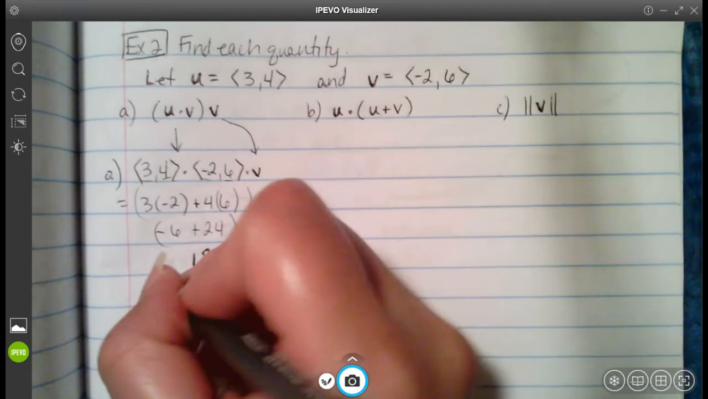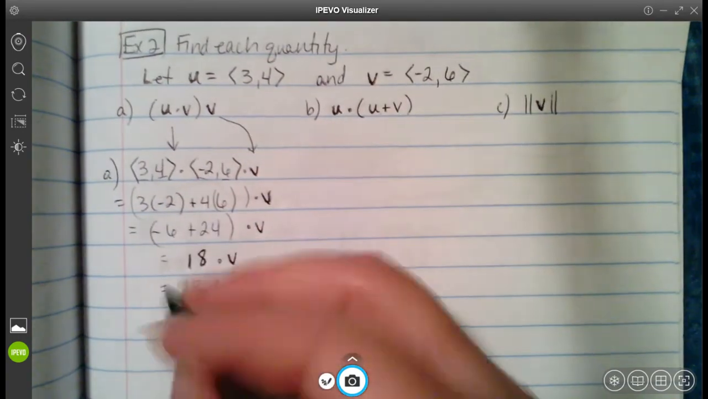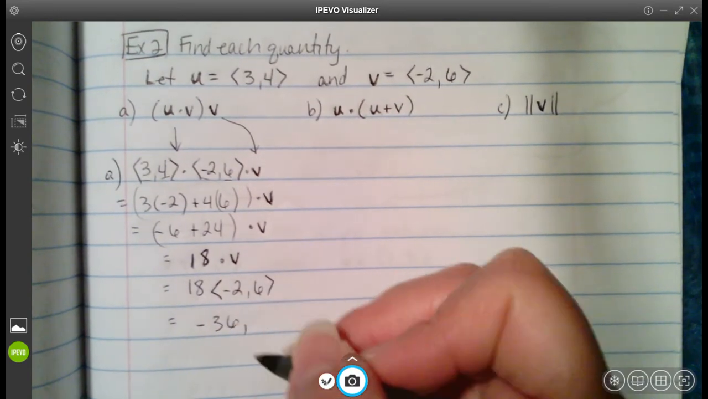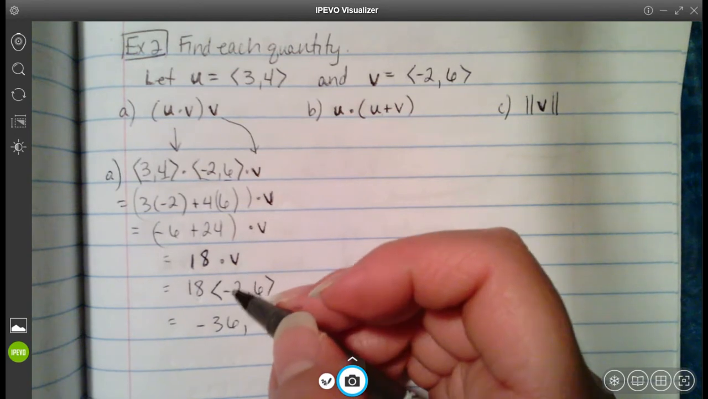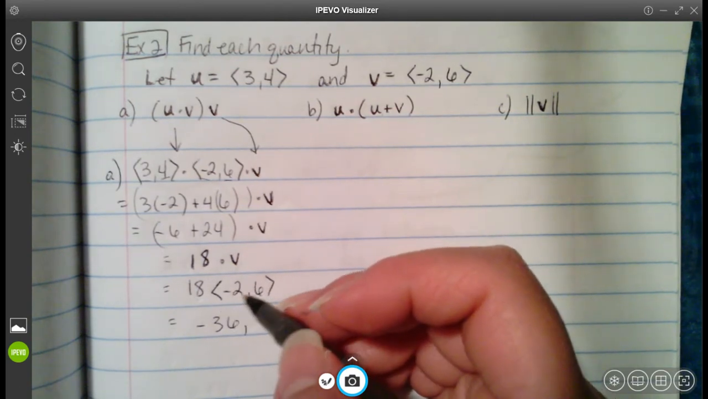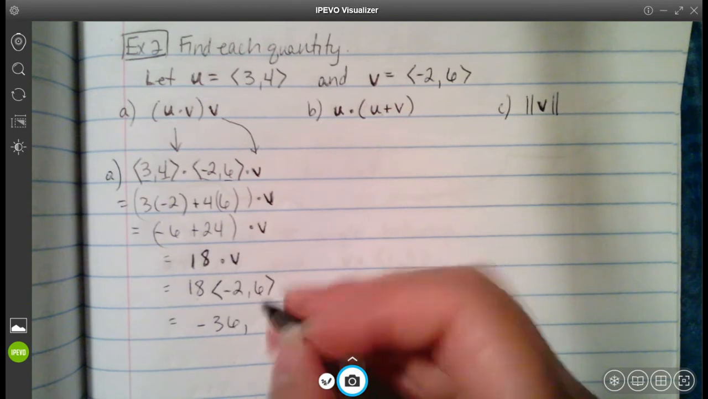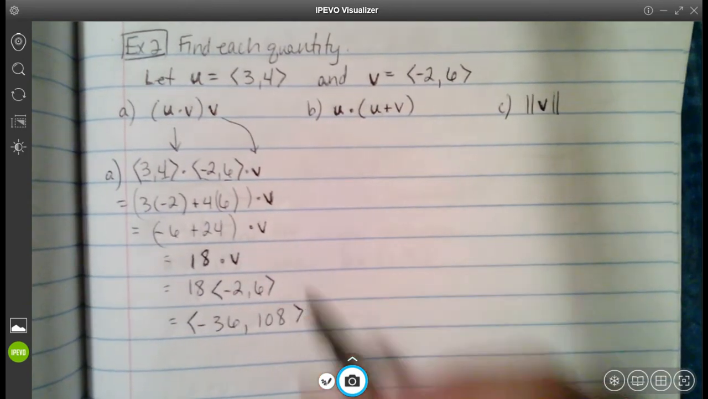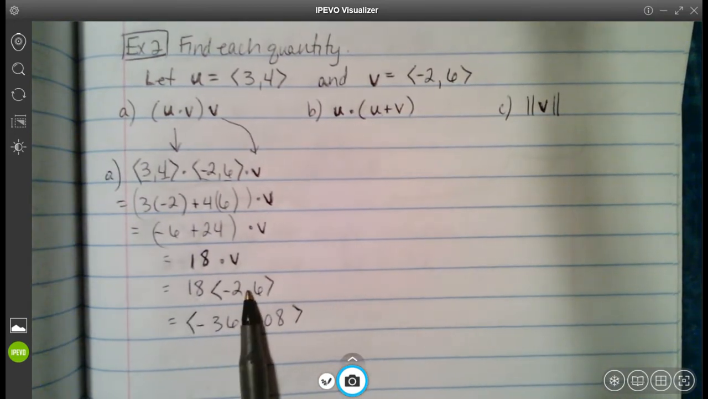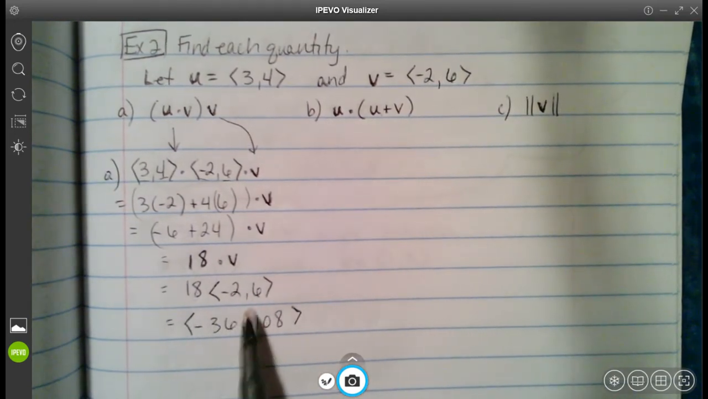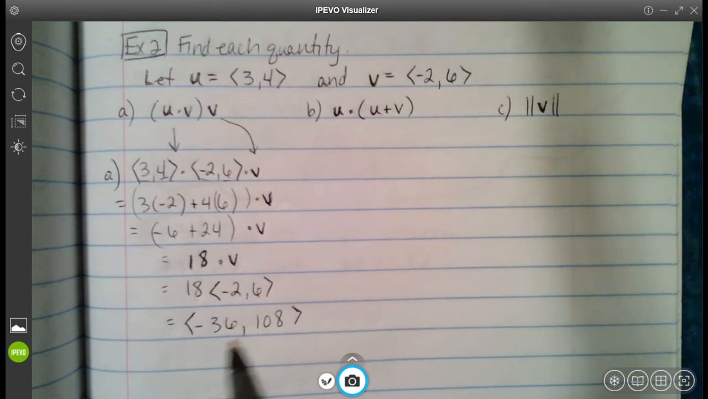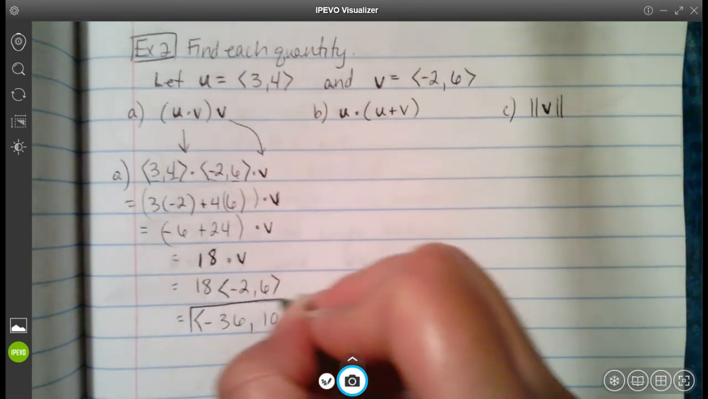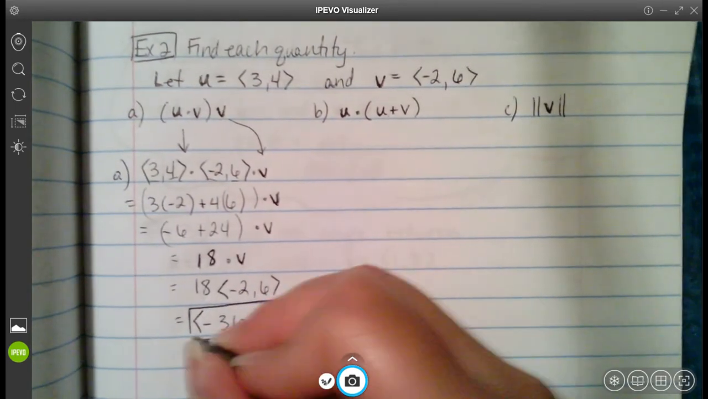I should probably put equal signs everywhere. 18 times negative 2 gives us negative 36. 18 times 6, that's like saying 3 times 36, which is 108. There you go. We have a brand new vector that is 18 times what it originally was. If you think of it graphically, a small vector here, this is a lot bigger. And that's it for letter A, believe it or not.